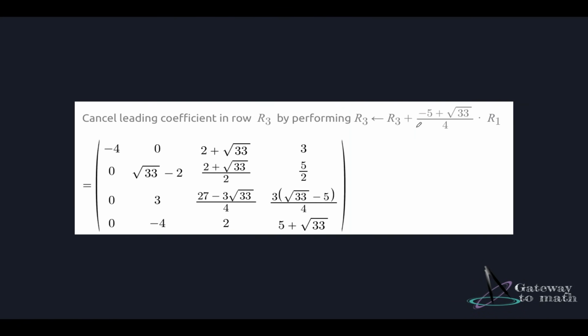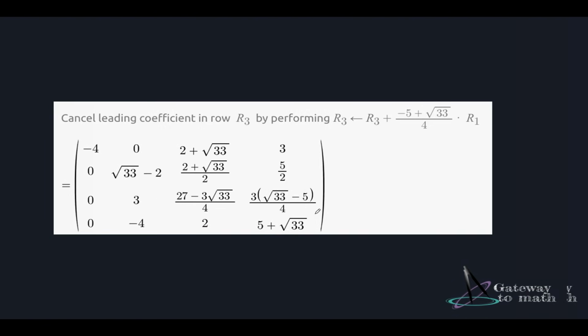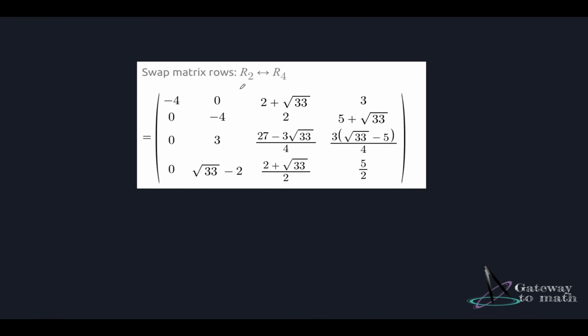R3 operation, R3 plus minus 5 plus under root of 33 upon 4 times R1. We're inserting that value in R3. So R3 becomes 0, 3, 27 minus 3 under root 33 upon 4, 3 times of under root of 33 minus 5 upon 4 respectively. Next operation, we're swapping again R2 and R4. So the new values in R2 equals 0, minus 4, 2, 5 plus under root of 33, R4 equals 0, under root of 33 minus 2, 2 plus under root of 33 upon 2, 5 by 2.